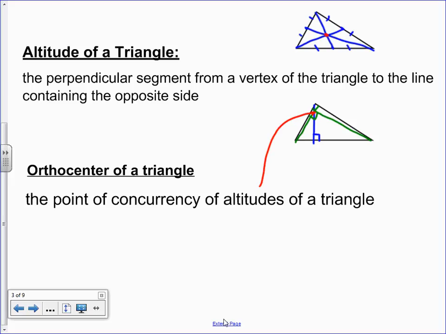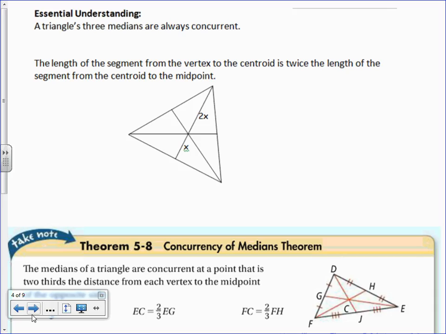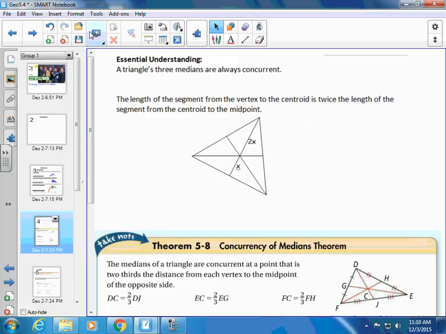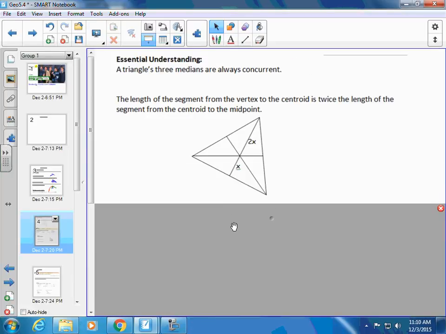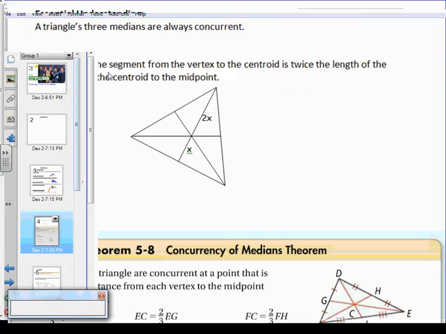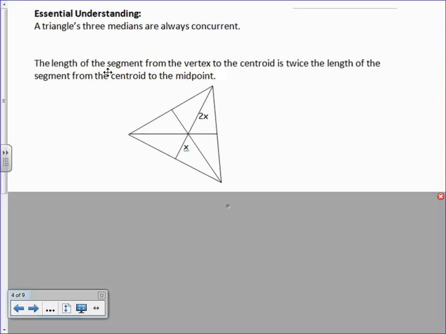All right, those are the four main terms for today. Let's put them into context here a little bit and see what relationships they have. So let's start off here. Pretty essential thing to know for today is that a triangle's three medians are always concurrent, and we said that's going to be at the centroid.